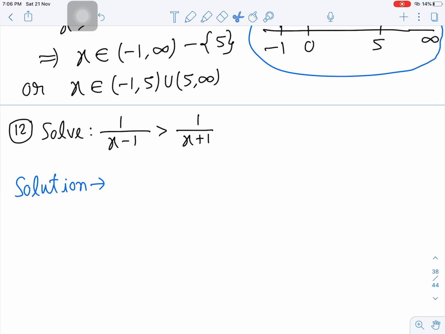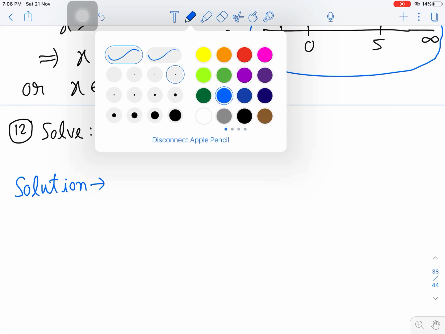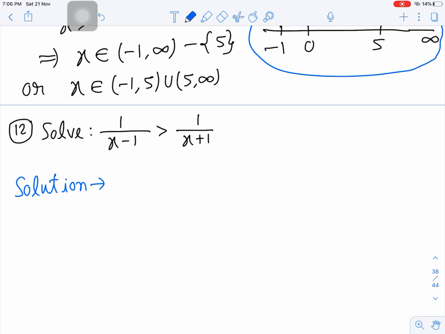So if both are positive, then we can do cross multiplication. If both are negative, then we can do cross multiplication and the sign will change. But right now we don't know whether they are positive or negative. So in such cases, we need to transpose both the terms to one side. So I will transpose 1 by x plus 1 to the left hand side. Then on the right hand side nothing will be left, it means 0 will be left. So we'll get like this, 1 by x plus 1 will have sign minus.